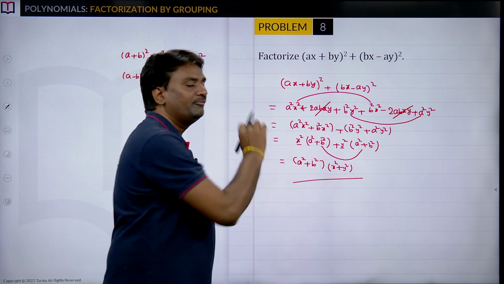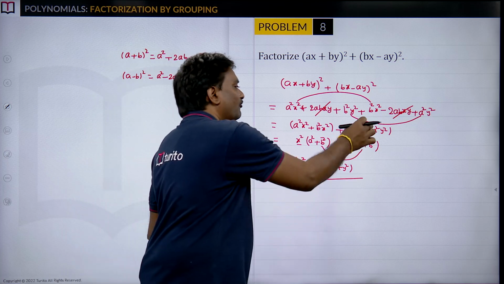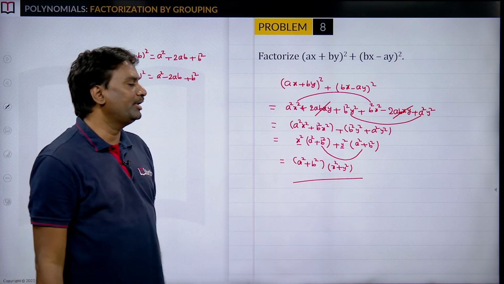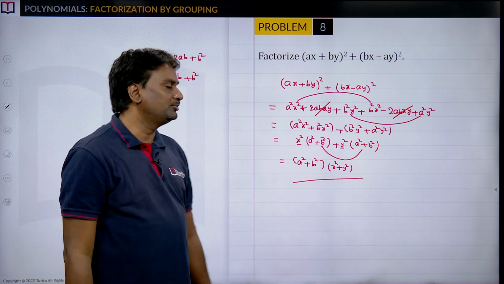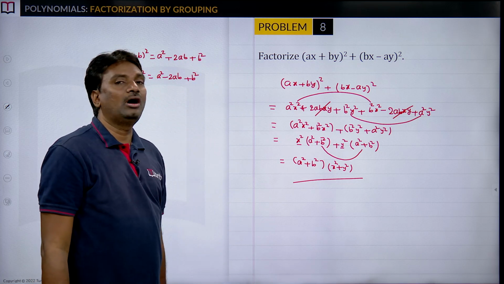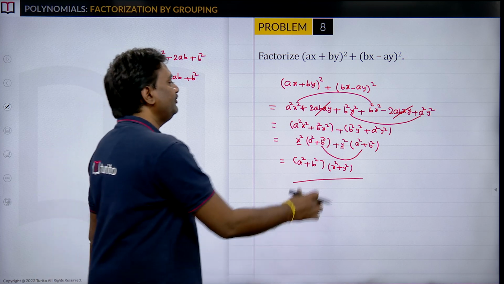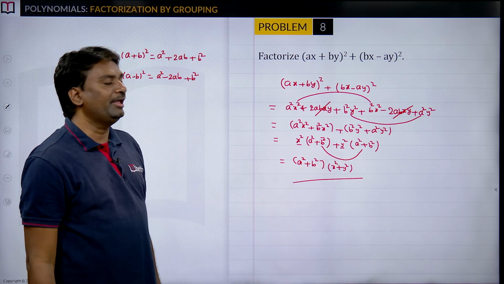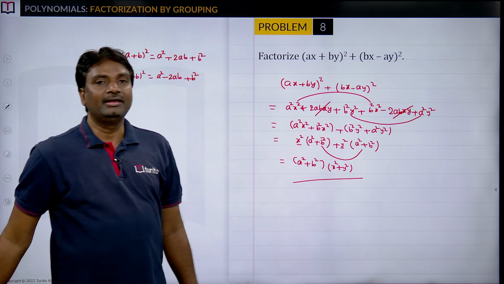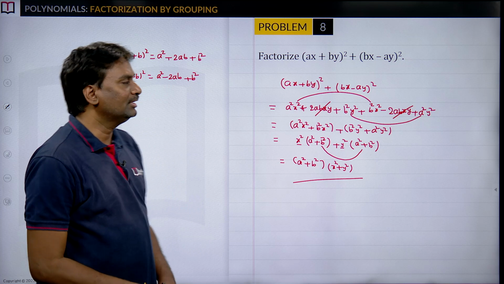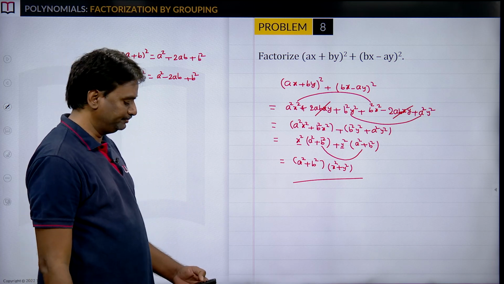From the first group we can take x square as common, from the second group we can take y square as common. So, we got x square of a square plus b square plus y square of a square plus b square. Again we can take a square plus b square as common. So, by taking a square plus b square as common, we got x square plus y square. Okay. Hope you understood, ma'am. Next problem.